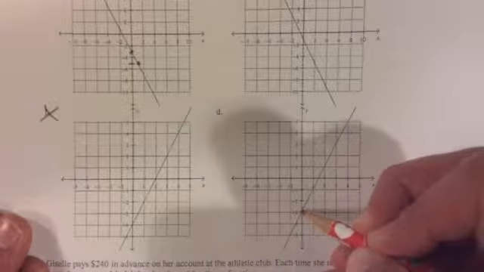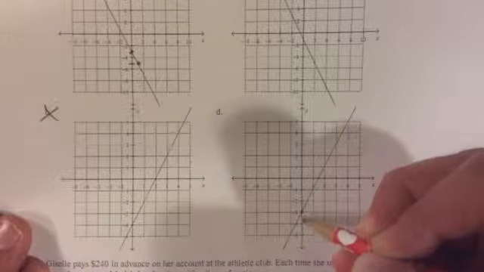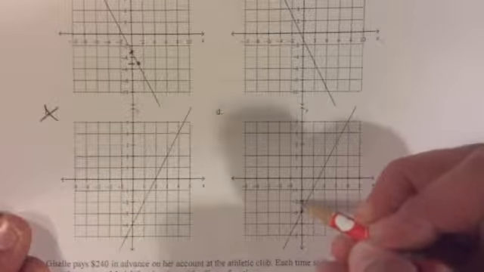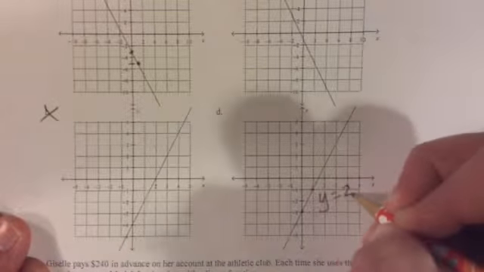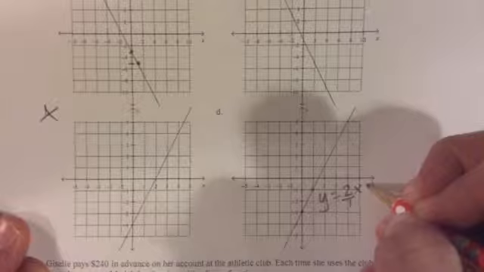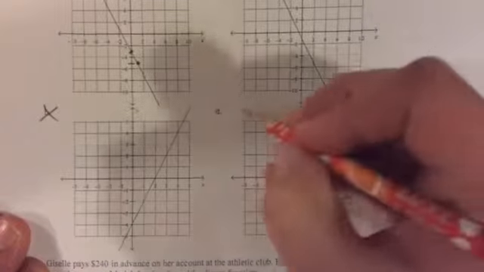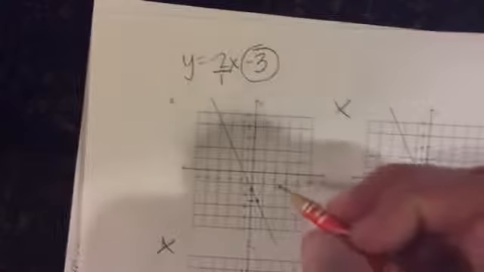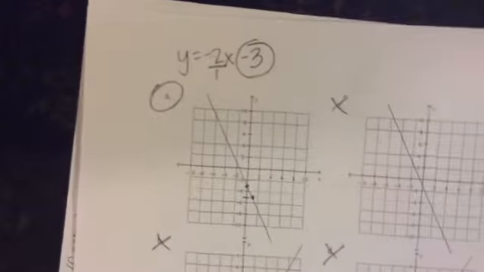Or if I go here, oh, look what happens. I am going down 2 to the right 1. Well, this one's actually going up 2 and to the right 1. That has a positive slope. This one is a positive slope, so that's out. This one is the answer.